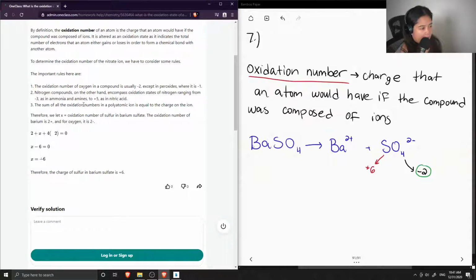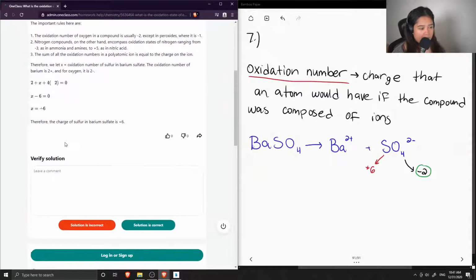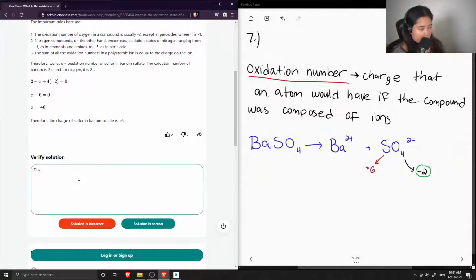The sum of all the oxidation numbers in a polyatomic ion is equal to the charge of the ion. So therefore, we let X equal the oxidation number of sulfur in barium sulfate, and the oxidation number of barium is +2, and for oxygen it is -2. Okay, so they showed how the sum of all of those oxidation numbers in barium sulfate should equal 0. So then they just solved for X and got +6. Yep, so this solution is correct.